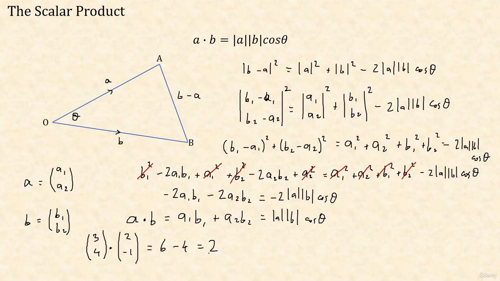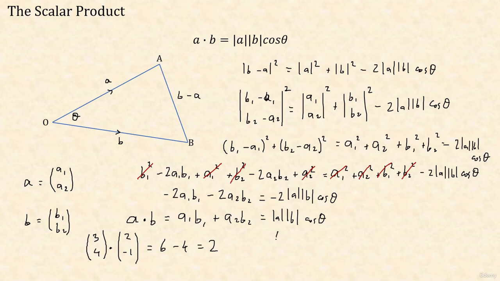Now, why does anyone care about that? Well, we also know that it's mod a mod b cos theta. And since it's very easy to work out the modulus of these two, that will allow you to work out what cos theta is and therefore what theta is. So it's an amazing technique for finding angles.